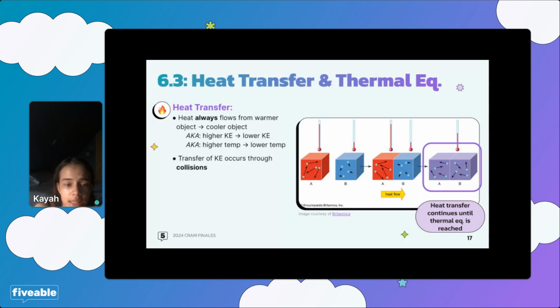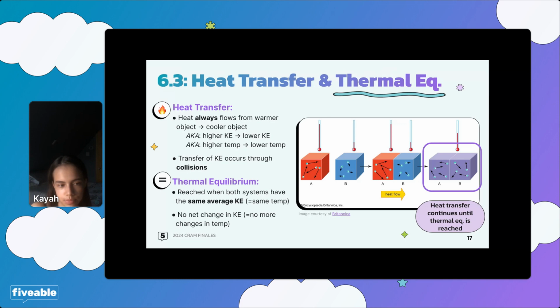And then the heat will continue to transfer until a thermal equilibrium is reached. So heat will keep flowing from the warmer object to the cooler object until they're both around the same temperature and they're at equilibrium. That's when they have the same average kinetic energy, or same temperature, and there's no net change in kinetic energy, so there are no more changes in temperature.